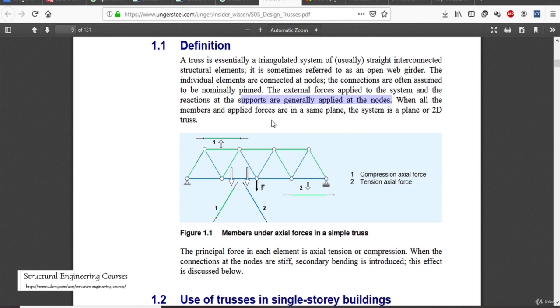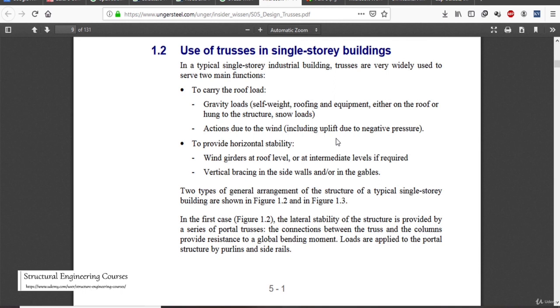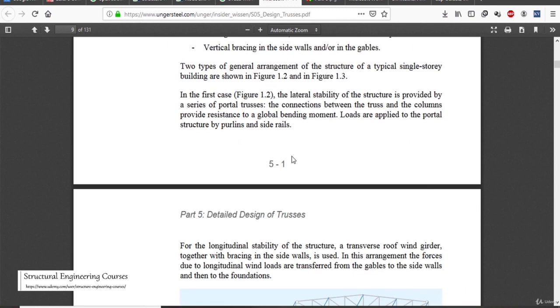So when all the members and applied forces are in the same plane, it can be called as 2D truss. When we are talking about in 3D dimension, then it's called a 3D truss. So what exactly is the use of truss in a single story building? So basically the most versatile use is to support the roofing arrangement. So it carries the roof load and it also provides the horizontal stability when we are providing wind girders at roof level, or when we are providing vertical bracing in the side walls or in the gable arrangement.